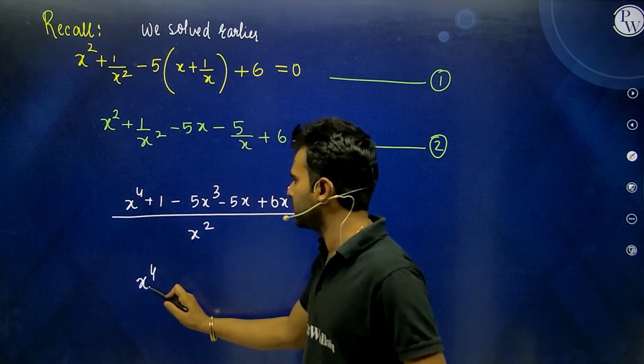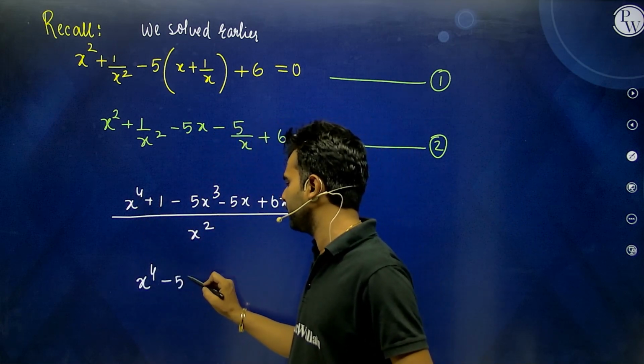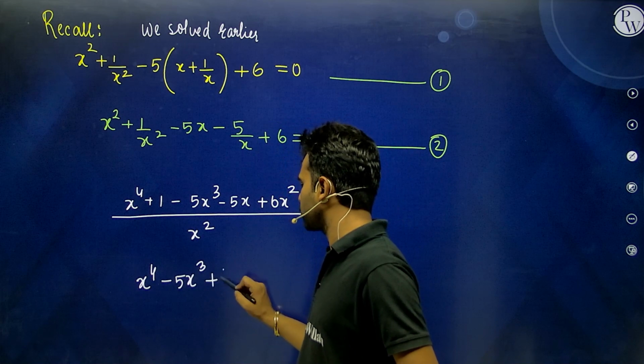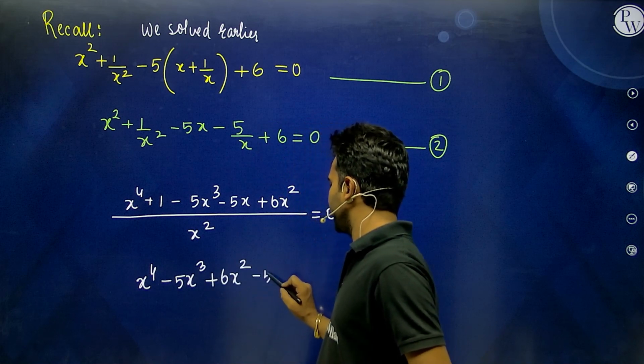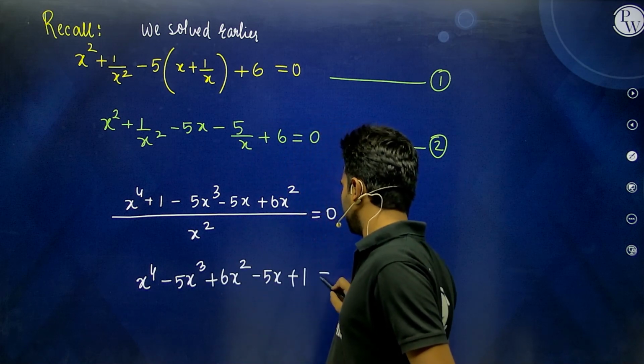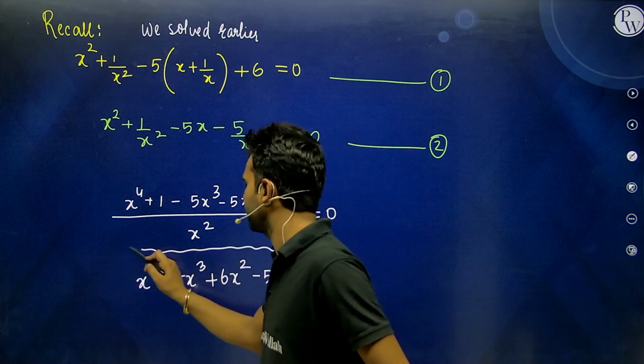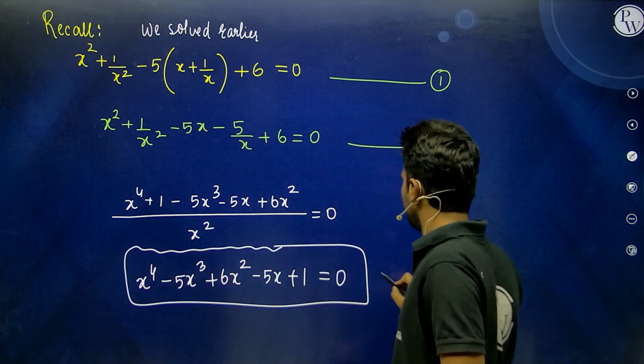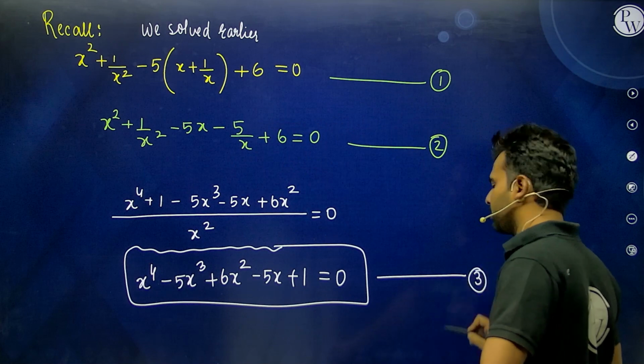x to the power 4 term is over here. Then writing down the x to the power 3 term. Then writing the x square term. Then writing down the x term. And then writing down the constant term like this. So let me call this thing equation 3.